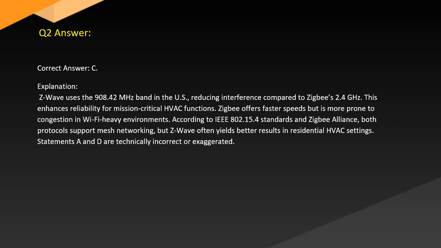Answer. Correct answer: C. Explanation. Z-Wave uses the 908.42 MHz band in the U.S., reducing interference compared to Zigbee's 2.4 GHz. This enhances reliability for mission-critical HVAC functions. Zigbee offers faster speeds, but is more prone to congestion in Wi-Fi-heavy environments.